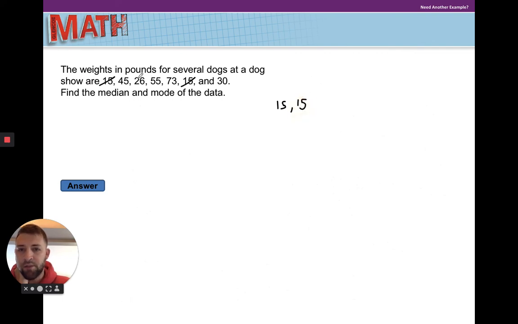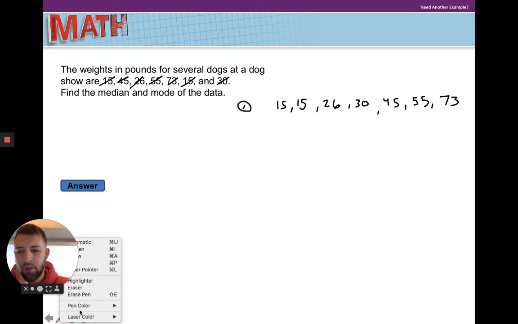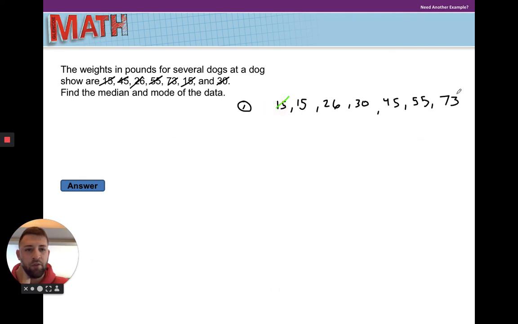Okay. The next smallest number I have is 26. Then I have 30. Then I have 45. A 55. And then lastly a 73. All right, so that was my first step. Second step, we're going to go ahead and cross off to see which one is in the middle. Okay, so we'll take 1 from the left, 1 from the right, 2 from the left, 2 from the right, 3 from the left, and 3 from the right.